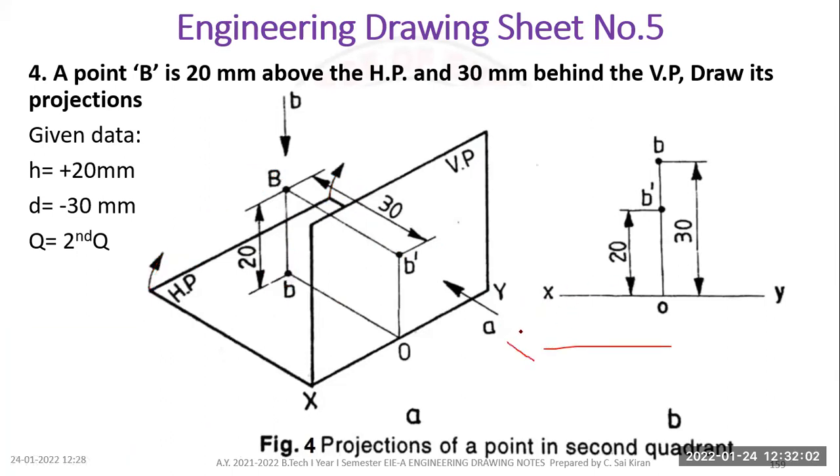First draw the XY line. Then make a height H. The H is 20, so give this as 20. While writing the given data you can write positive or negative, but whenever you are representing, don't represent either positive or negative. With respect to H, it will be B dash, and with respect to D distance on the same line, it will be small letter b, which is the top view. Here this distance is 30 mm and this distance is 20 mm. You write that, then it will be completed.